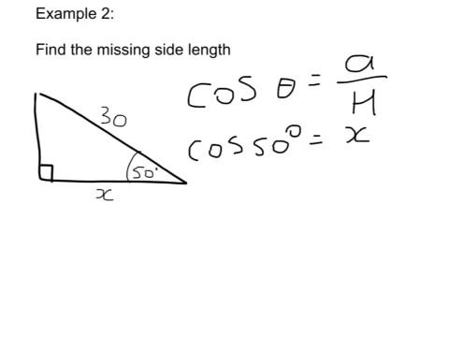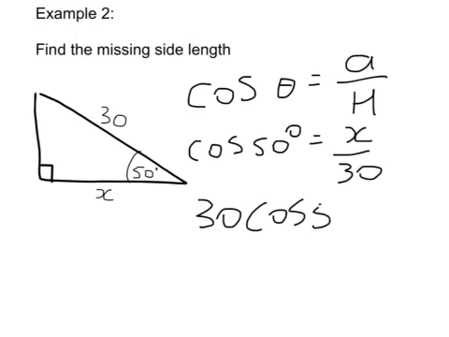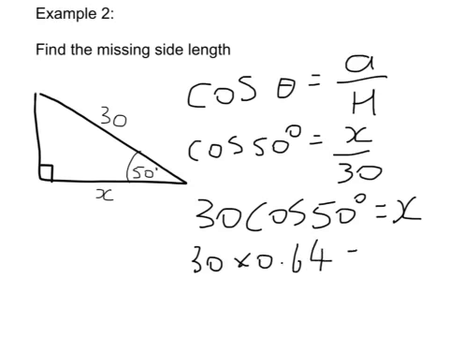equals x over 30. Now instead of doing the working at cos 50 first, I'm just going to bring the 30 down. So 30 cos 50 degrees equals x. Cos 50 equals 0.64. So 30 times 0.64 equals x. So therefore, x equals 30 times 0.64 equals 19.2. Lovely. Very easy. Let's do another one.